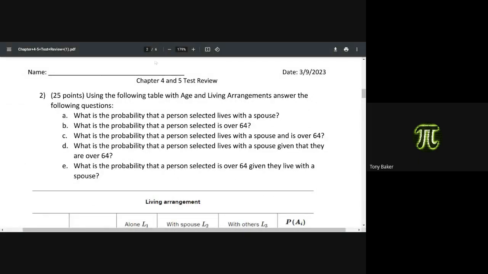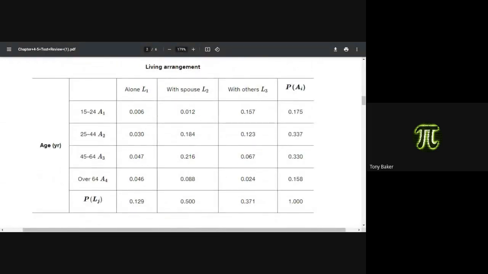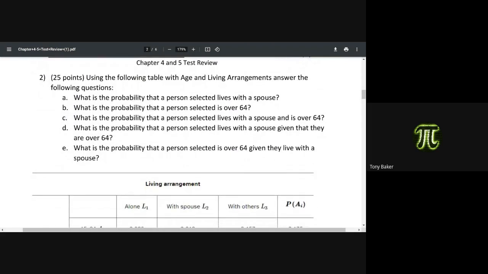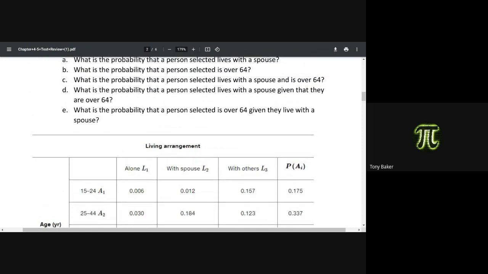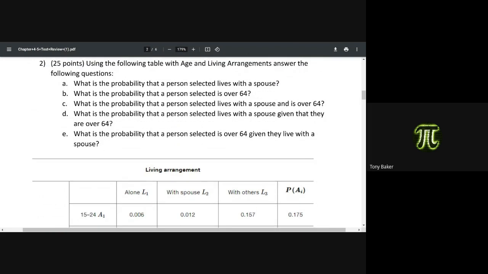So the next one is using a probability table. That's a conditional probability table. It's got the different things in it. So using the following table of age and living arrangements to answer the following questions. Okay, so this is the one where we're going to have those conditional probabilities. So you have to look at what the question's asking you, comparing it to the table. The first couple of questions are just asking you straight off of the whole table. Okay, D and E are those conditional probabilities. Notice the word given. That word in there means it's a conditional probability.